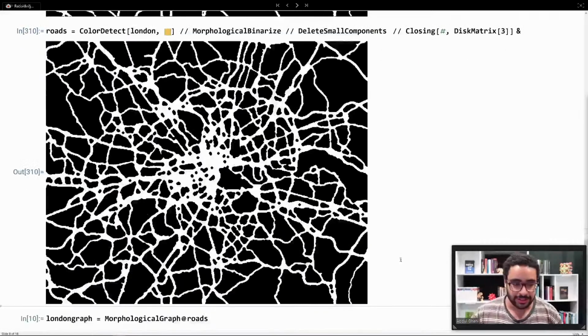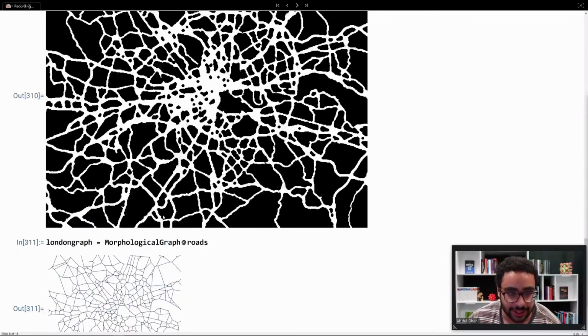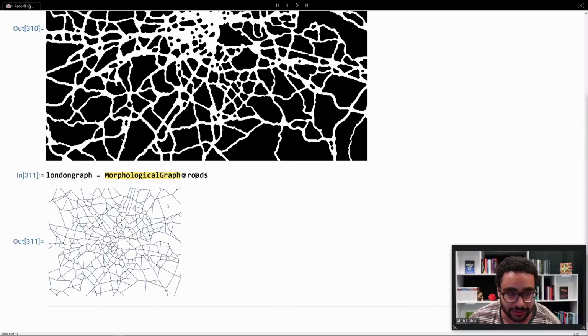So once all that is done, then we have something that we will call close enough for what we're going to do. We have this thing, and now we want to make a graph out of it. Luckily, there's a function for that. So I didn't have to read too much. I just say morphological graph of the roads.